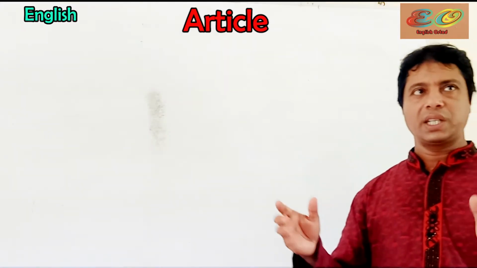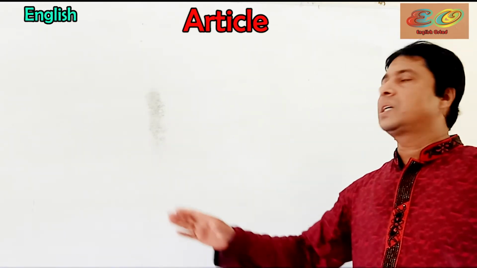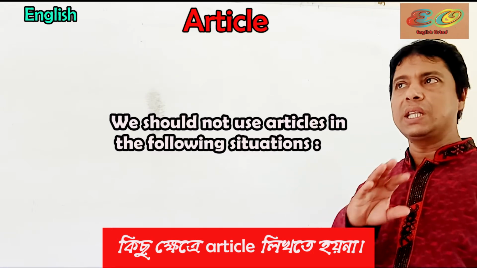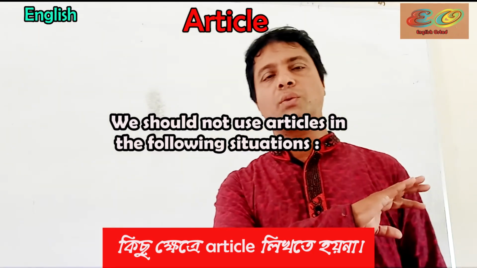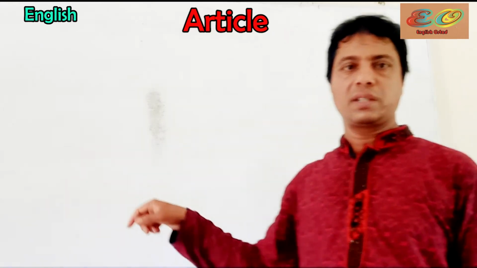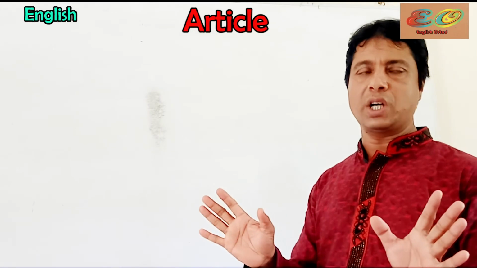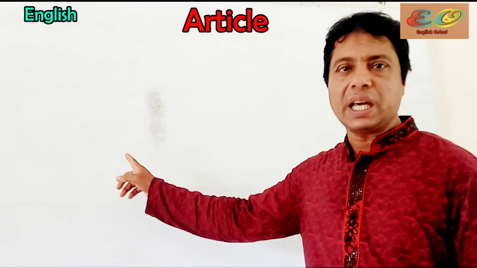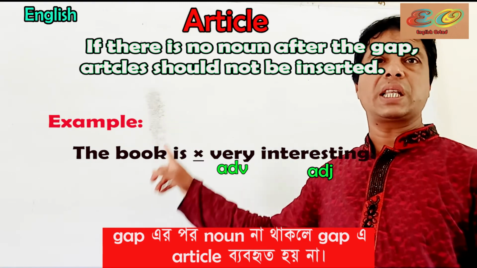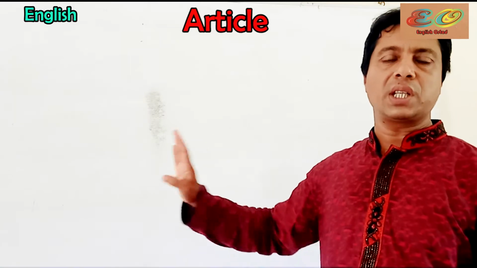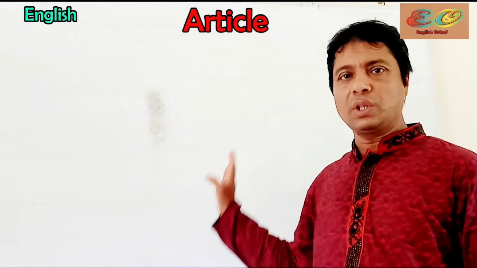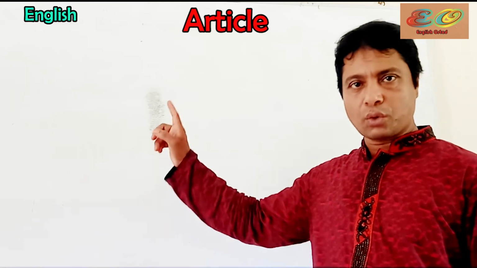Again, there is another problem regarding our article. What is that? In some cases, articles are not used. In some cases or before some nouns we cannot use articles. In those gaps or points we have to use cross. What are the rules or points? Number 1, if the gap is not followed by a noun, that means if there is no noun after the gap, we cannot use an article. If there is no noun after the gap, we should use cross in the gap.